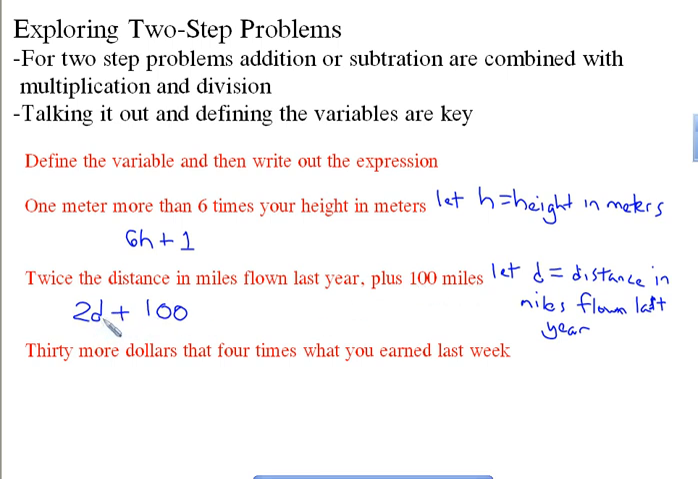Now that value D, it does not matter what I choose. It could be H, it could be anything, whatever I want. D just makes sense to me because it's distance.